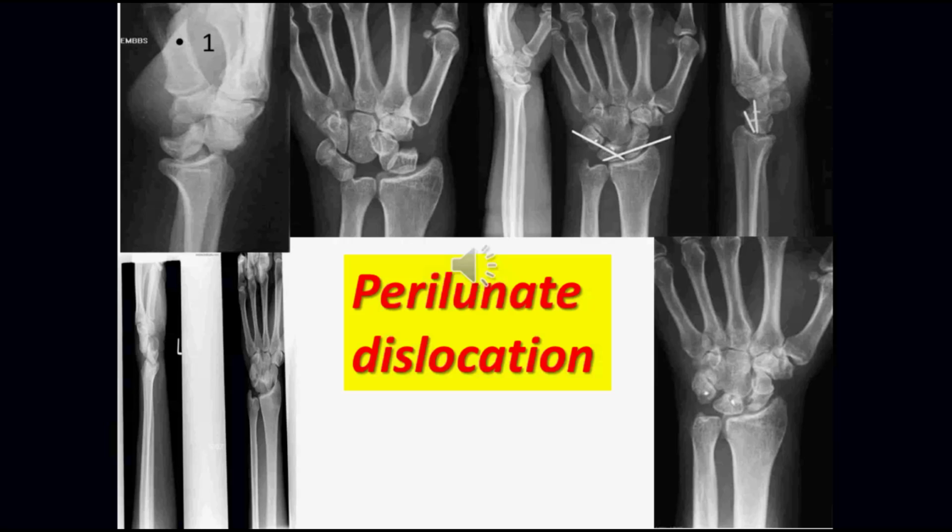These are some X-rays. X-ray number 1 shows perilunate dislocation. The lunate bone is still attached to the radius while the perilunate bones are dislocated, the other carpal bones are dislocated, and anteriorly you can see that the lunate is in a normal shape and there is a wide separation between the lunate and the scaphoid. Treatment is by fixating with K-wires, and sometimes arthrodesis is advised.